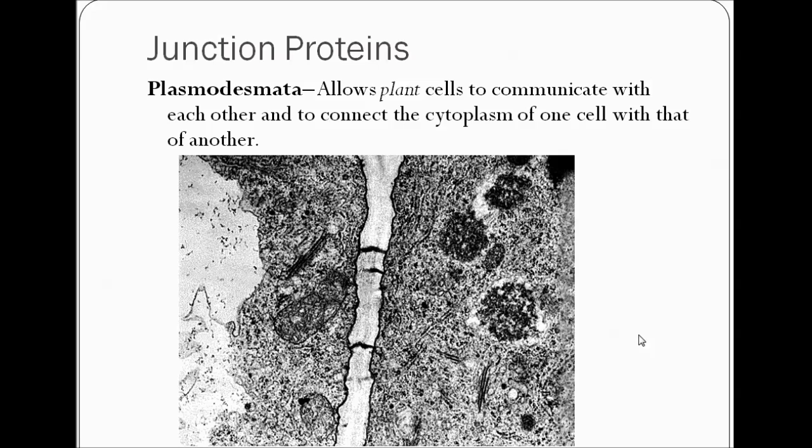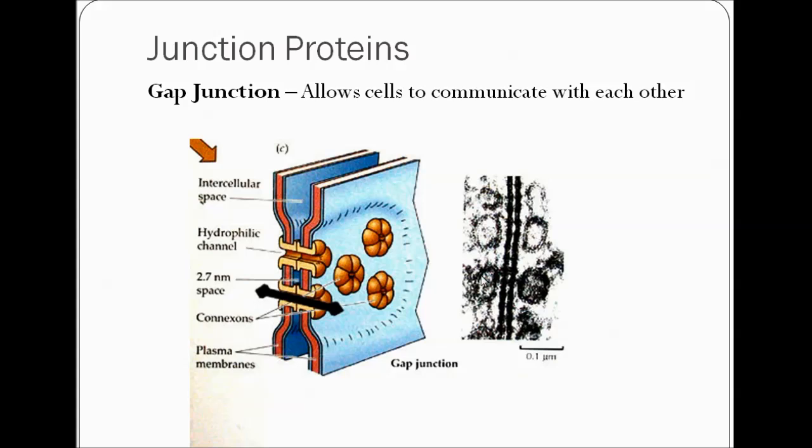Then we also have plasmodesmata, and those are for plants. Here are some actual pictures of them from slides I thought were pretty darn cool. It allows plant cells to communicate between each other and connect the cytoplasm of one with the other. I mean, these are living organisms we're talking about, and so a cell really usually does not exist alone. It has to work with a bunch of cells coming together to make a tissue. A bunch of tissues come together, make an organ. A bunch of organs come together, make an organ system. Organ systems working together make an organism.